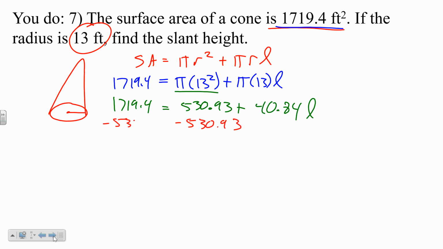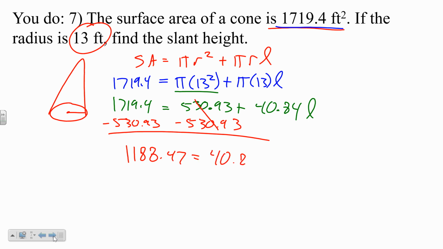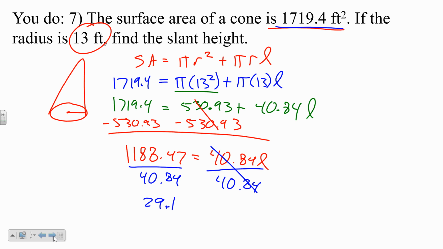Subtract 530.93. 1719.4 minus 530.93 is 1188.47. And now divide by 40.84. That gives me 29.10. And this is the slant height, so it's just feet. It's not squared because it's just the height. It's not an area.